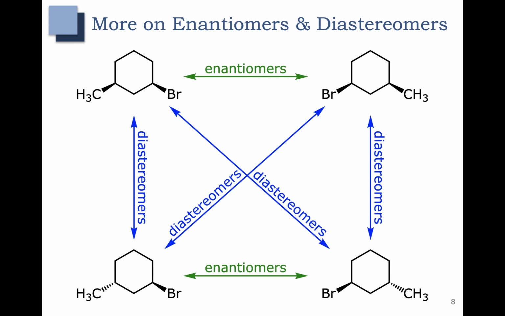Same thing over here on the right. If we take this methyl group and flip it, these are diastereomers. This trans molecule on the bottom left is a mirror image of the one on the bottom right, and so the relationship between those two are enantiomers. The top one over here is also a diastereomer of bottom right, and bottom left is also a diastereomer of top right.